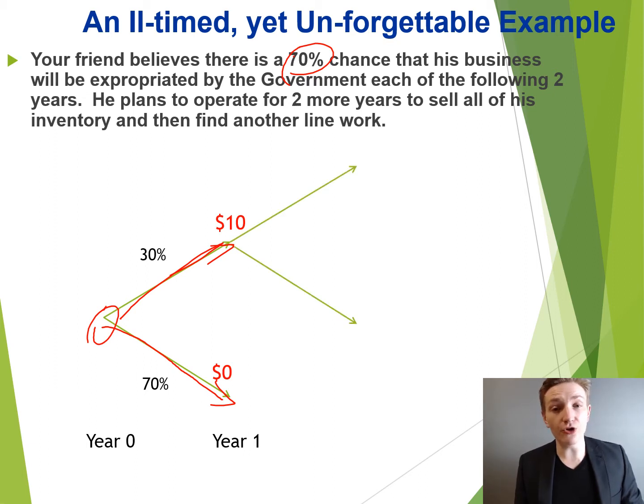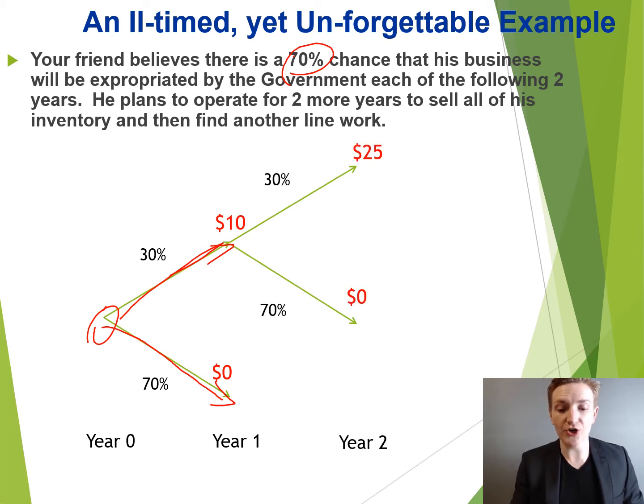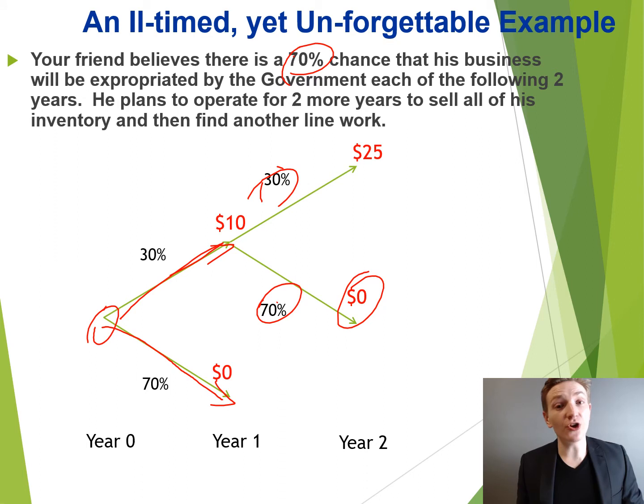Now say we go through to year 2, because your friend will want to sell after year 2. Now there's again a 70% chance of expropriation, and then you get no cash flows in year 2 if expropriated. There's a 30% chance that you're not expropriated. Now hypothetically you can then sell off everything for $25 if you're not expropriated. That would involve the remaining stock, maybe anything else you were able to sell and salvage, and then you would end up leaving. So let's have a look at this and what this means for the valuation of the project.